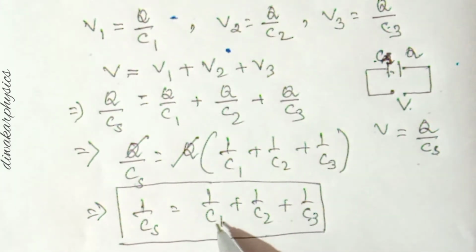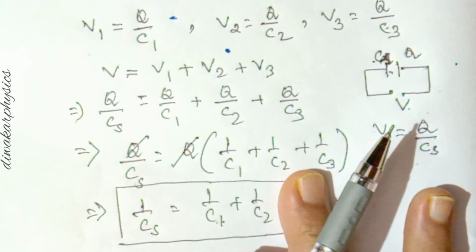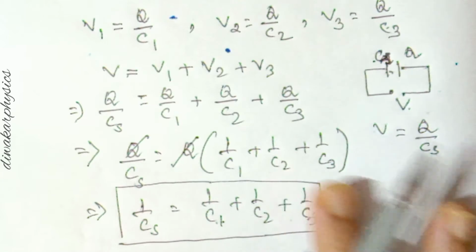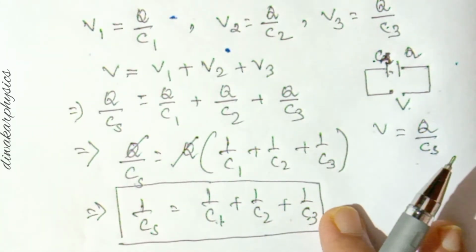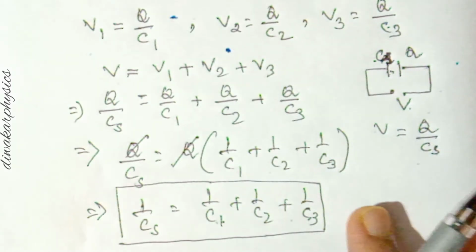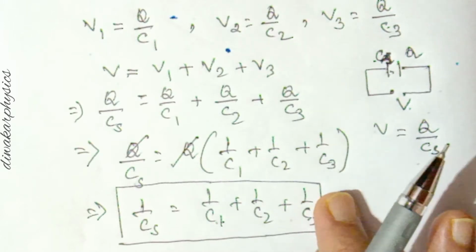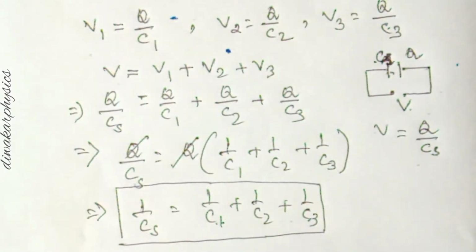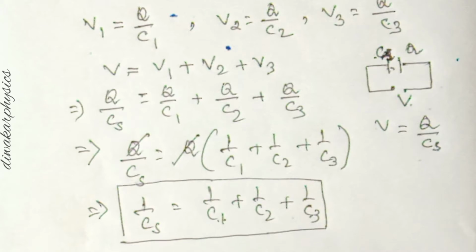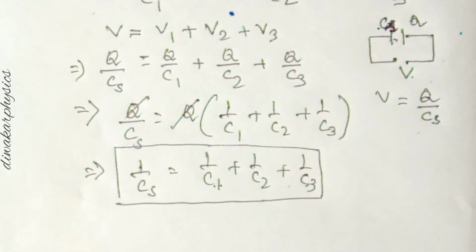When two are connected, omit the third one and just take 1 by C1 plus 1 by C2. And if there are more than three, the same pattern follows: 1 by C4, and so on, for n capacitors in series. So this is the formula for the equivalent capacitance of a series combination.